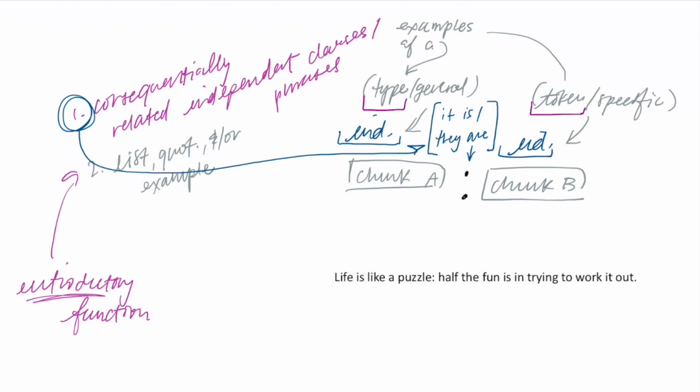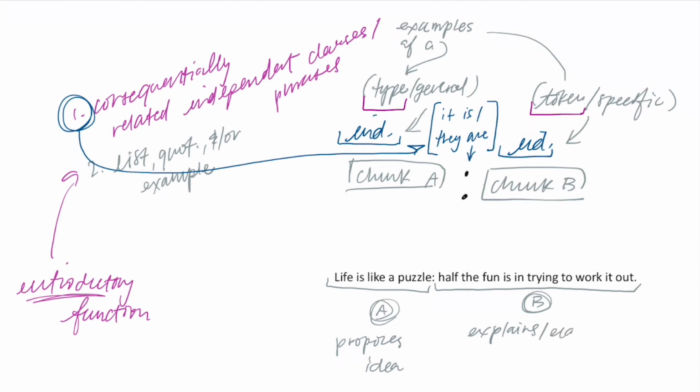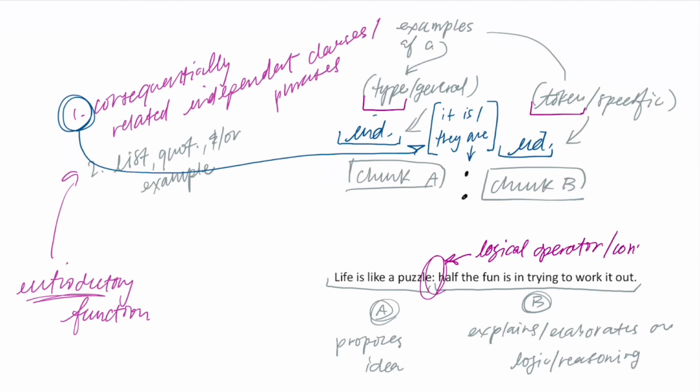Our example is: life is like a puzzle; half the fun is in trying to work it out. So we have "life is like a puzzle." That's the metaphor, the governing independent thought that unites the two. And on the second half, we have another independent clause that is syntactically equal because, again, they're both independent. The B part in this consequential relation usually elaborates on that A part, the idea that's proposed in that A section.